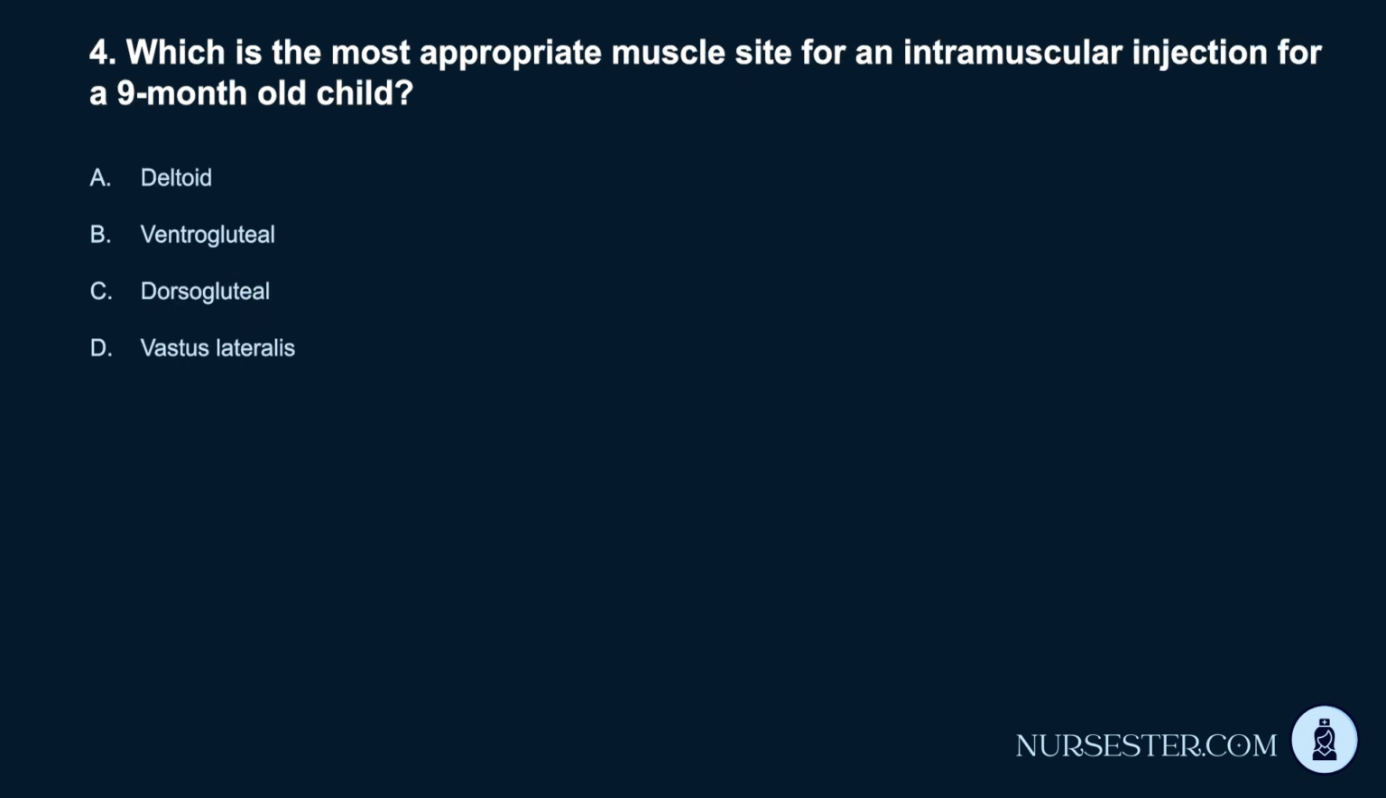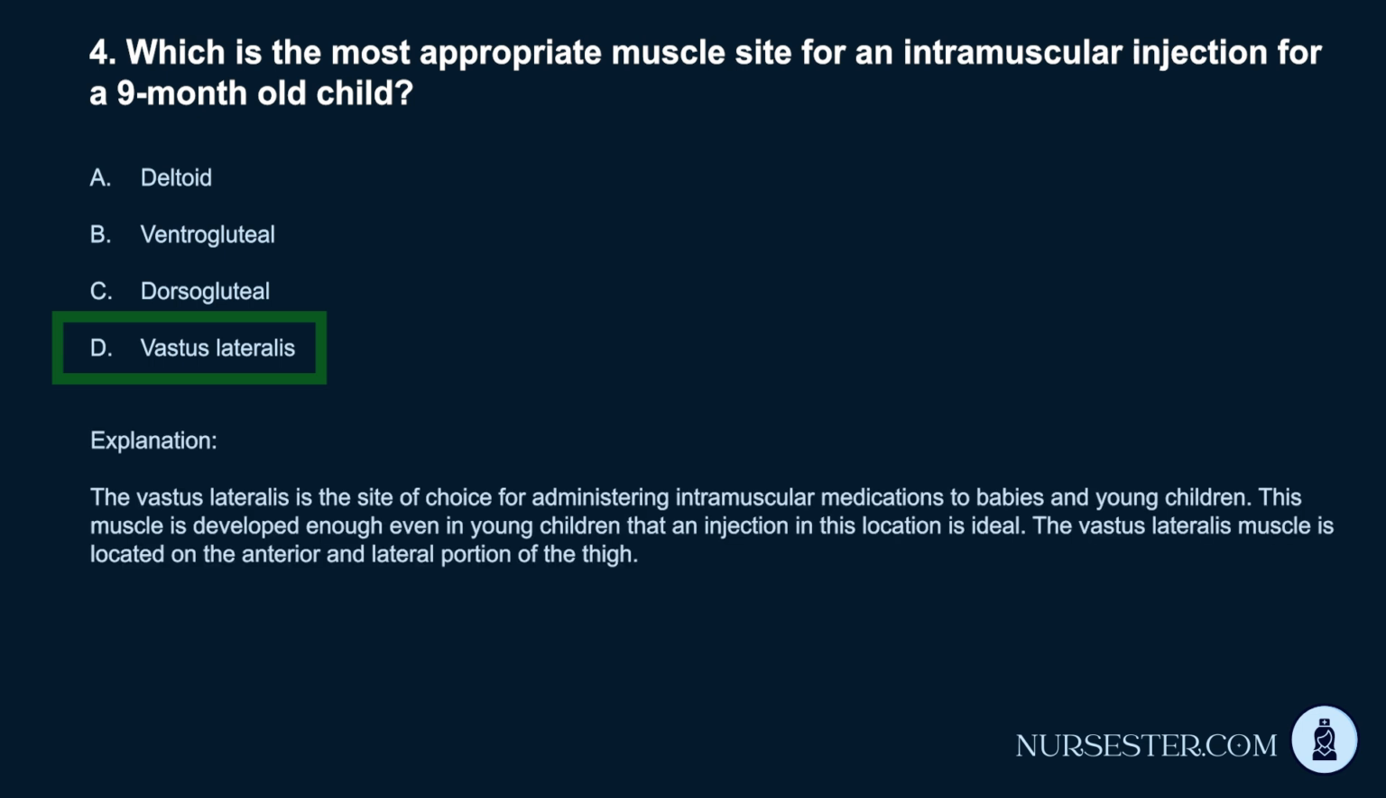4. Which is the most appropriate muscle site for an intramuscular injection for a 9-month-old child? A. Deltoid. B. Ventrogluteal. C. Dorsogluteal. D. Vastus lateralis. Correct answer, D. Vastus lateralis. The vastus lateralis is the site of choice for administering intramuscular medications to babies and young children.